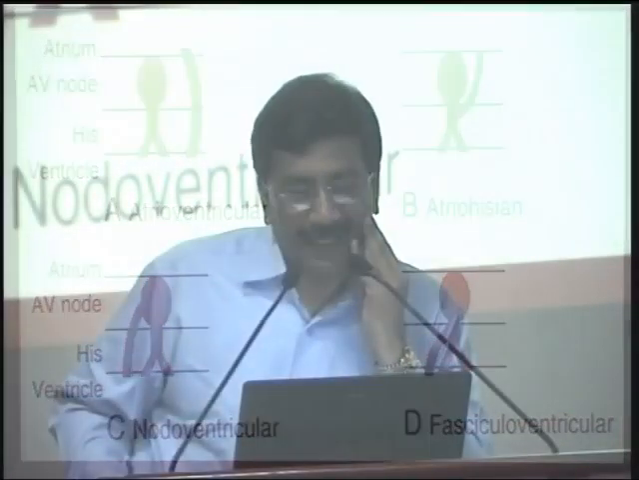Here, in addition to the normal conduction system, we have certain additional fibers which connect the atrium to the ventricle. These are called accessory pathways. This can happen as a congenital abnormality, or it can be associated with congenital heart disease. Certain congenital heart diseases may be associated with accessory pathways.